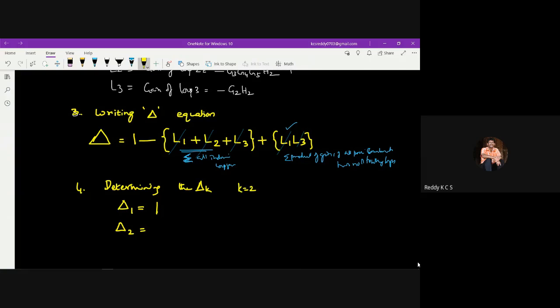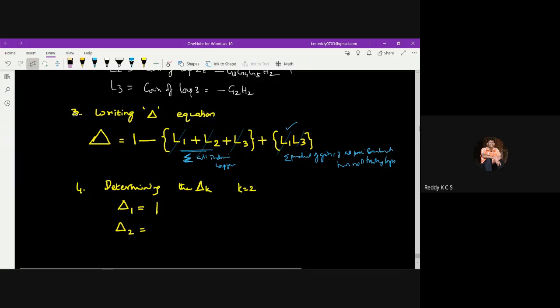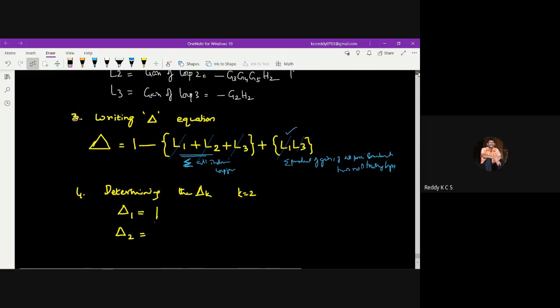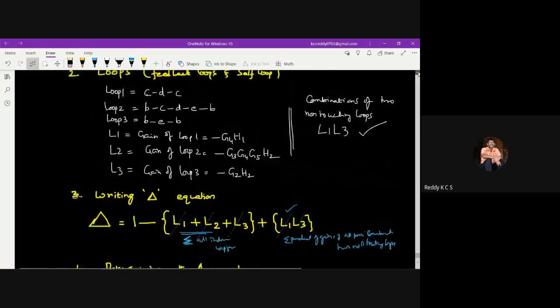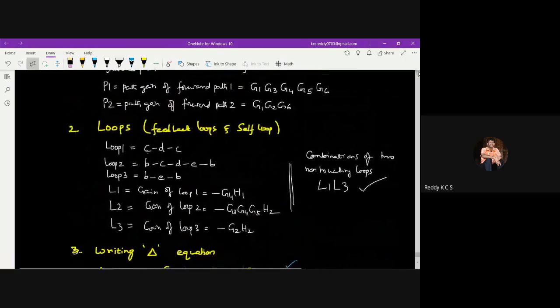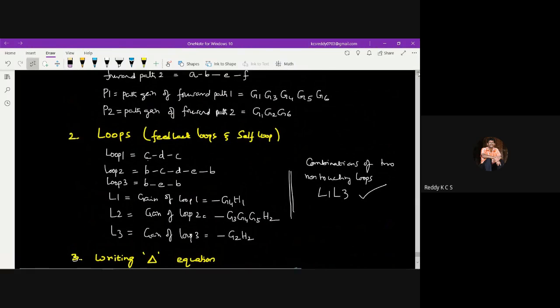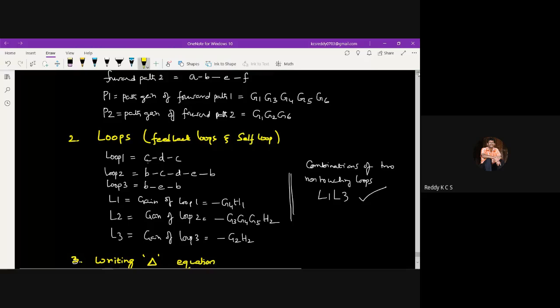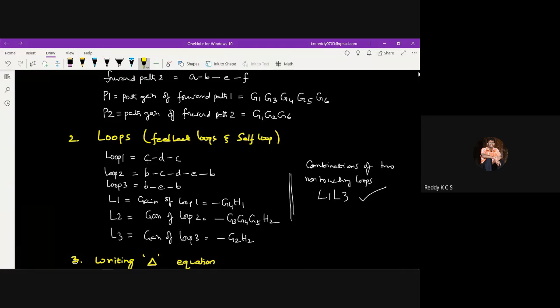Next, coming to del 2. Del 2 is nothing but for the second forward path. What is the second forward path? We have mentioned it in letters as A, B, E, F. First, loop 1: C, D, C. There is no C here in A, B, E, F, and there is no D. So for the second forward path, this loop is not touching, and we cannot eliminate this loop 1.